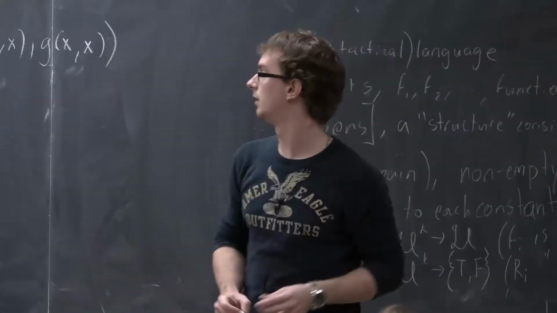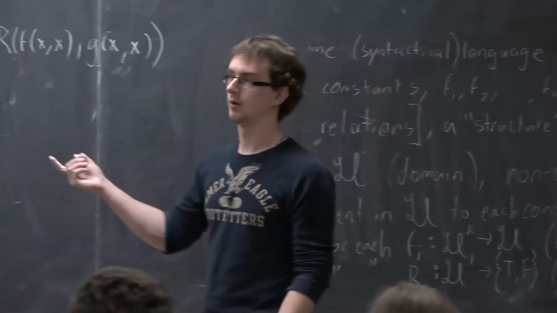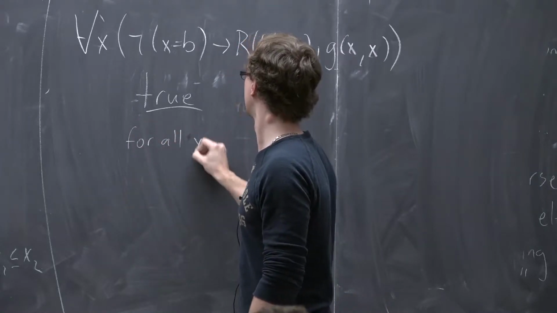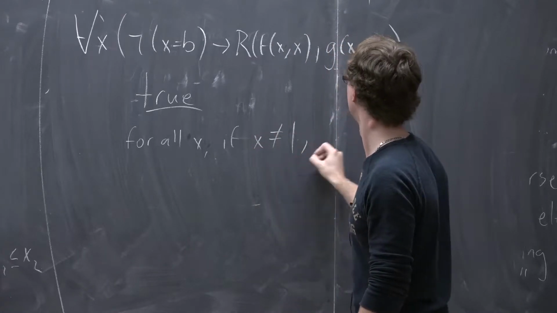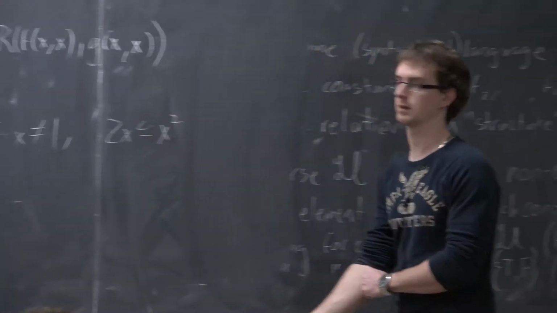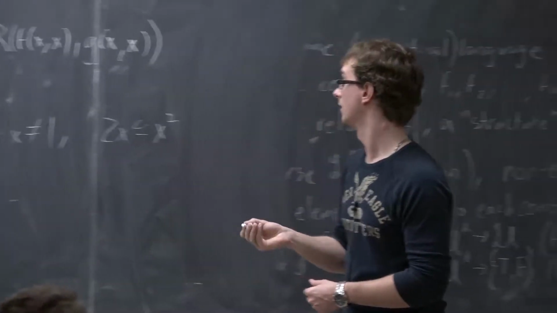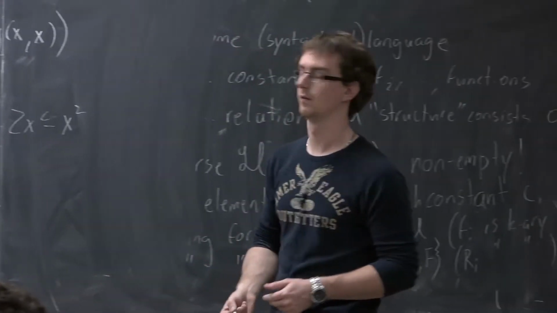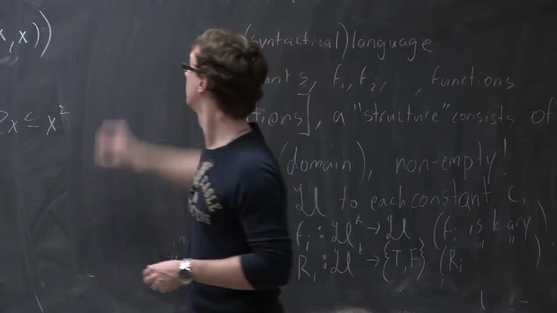Right, and why is that? Well, using our semantic interpretation of these symbols, we can think of this as saying for all x, if x is not 1, then 2x is less than or equal to x squared. And you can check that that's correct. If x is 0, 0 is less than or equal to 0 squared. If it's 2, 4 is less than or equal to 4. And then the rest is easy. Okay?